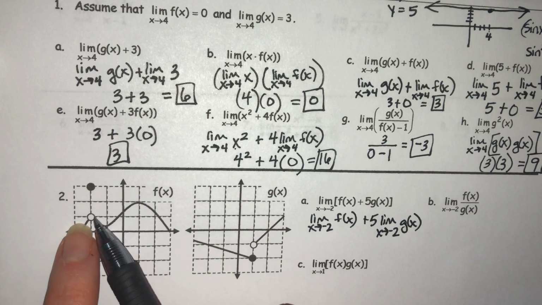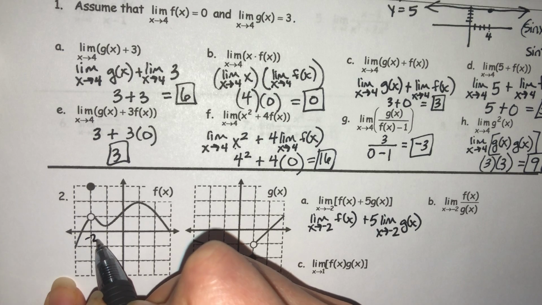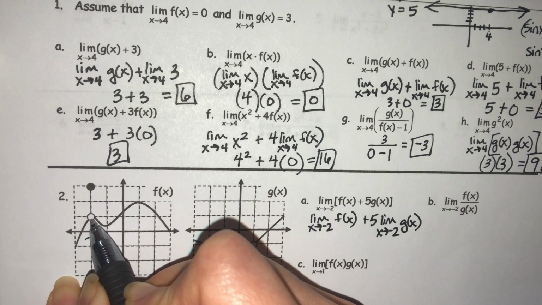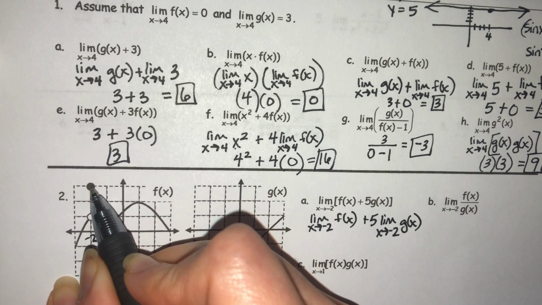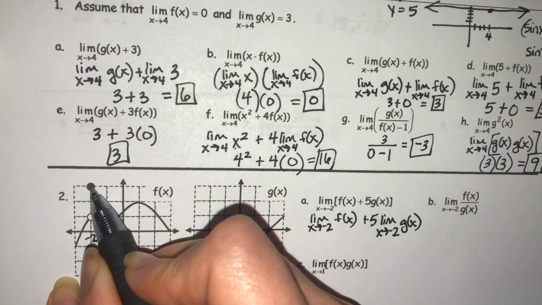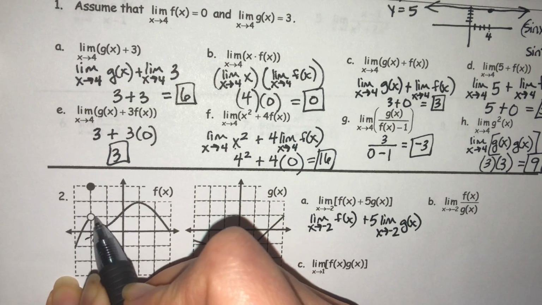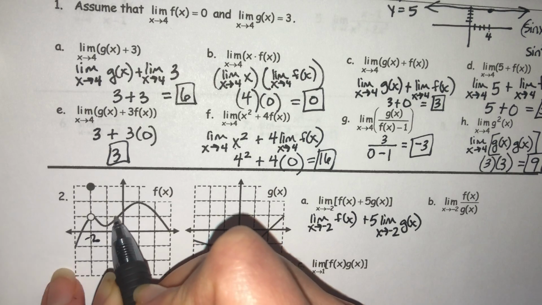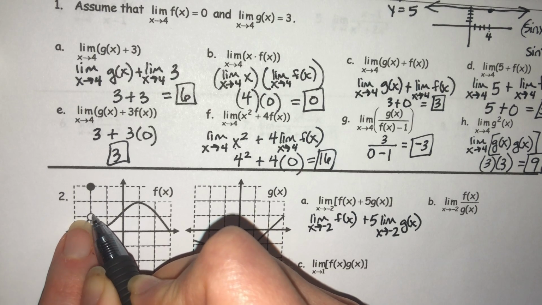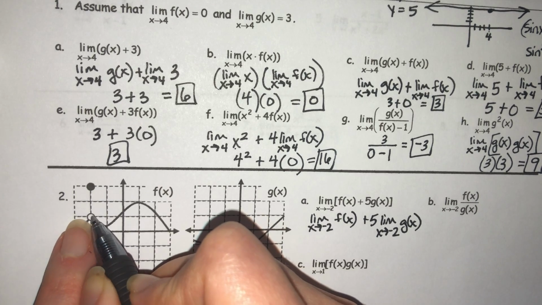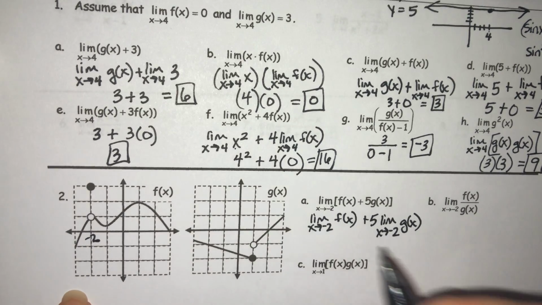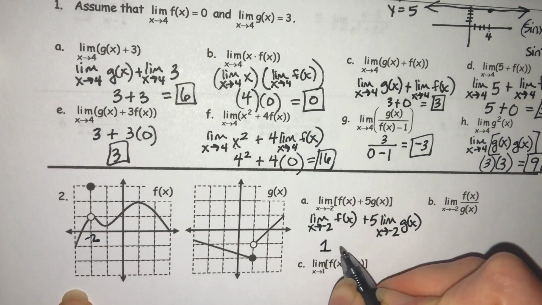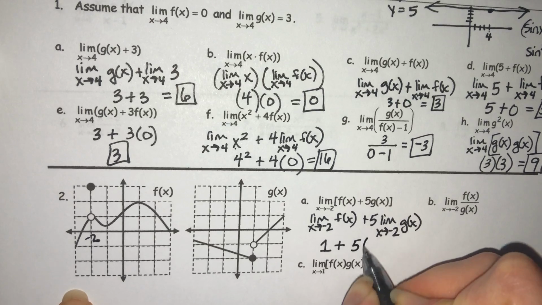As x gets closer and closer to -2, the y is getting closer and closer to 1. I do not care that that point is there. That point can be there, that point could not be there. It actually doesn't matter what the value is right at -2. What matters is where it's heading on both the left and the right side as x gets close to -2. The y value is getting close to 1. So this is 1 plus 5 times.